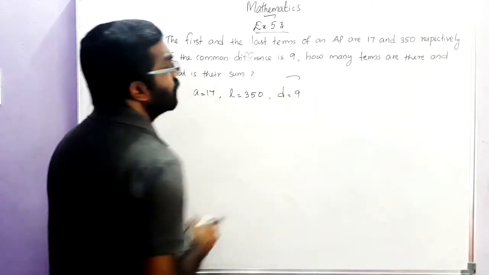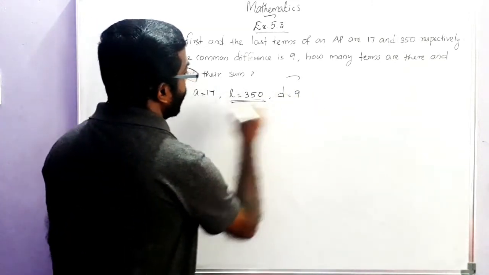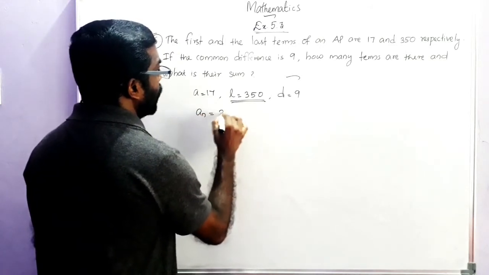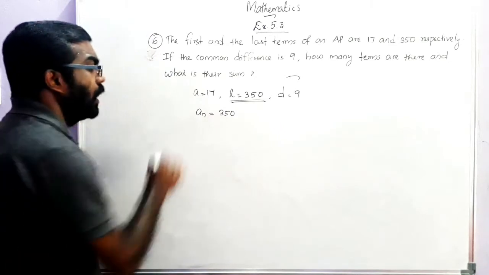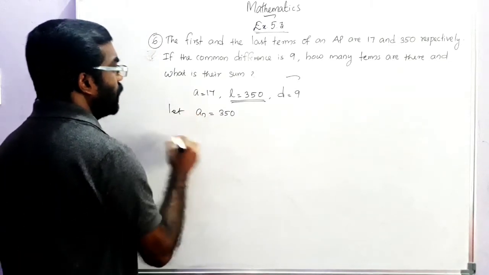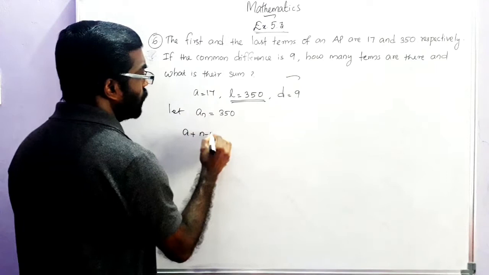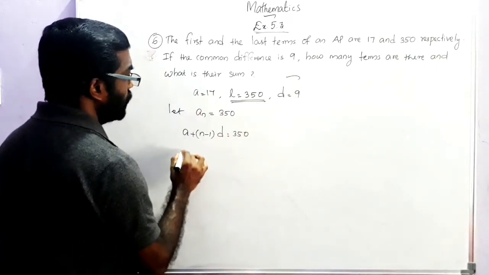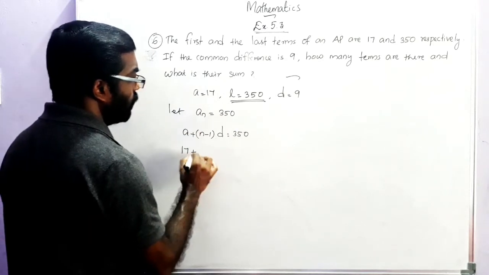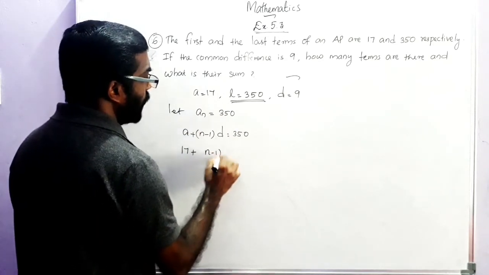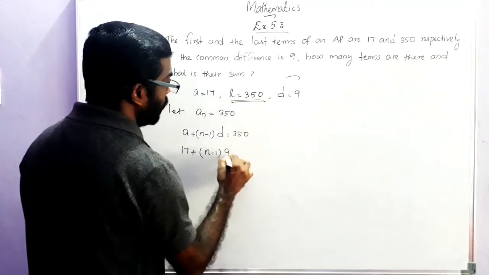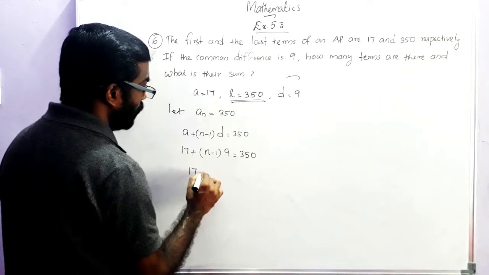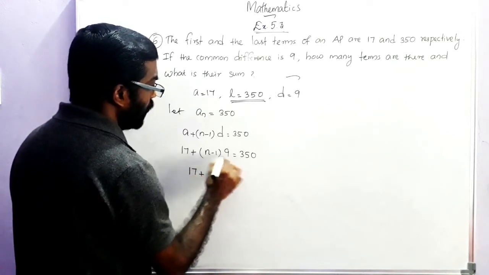Here the last term L can be taken as the nth term. So An is equal to 350. Now we can use the formula An is A plus n minus 1 into D, which is equal to 350. We can replace the values. A is 17, so 17 plus n minus 1 into D, where D is 9, is equal to 350.